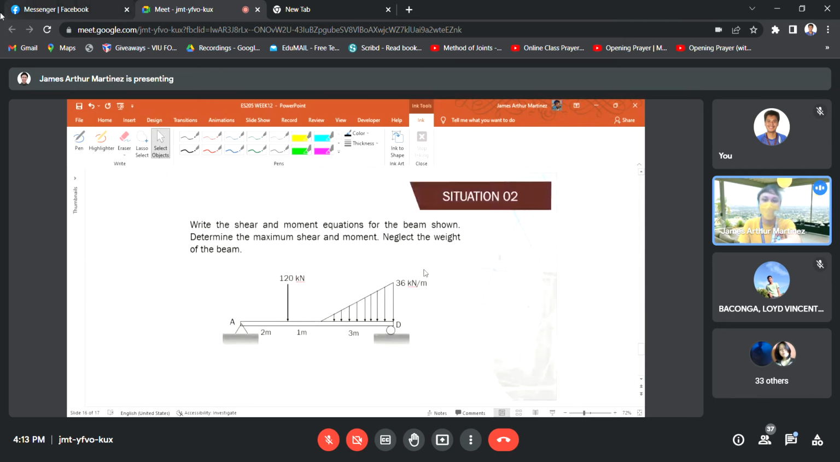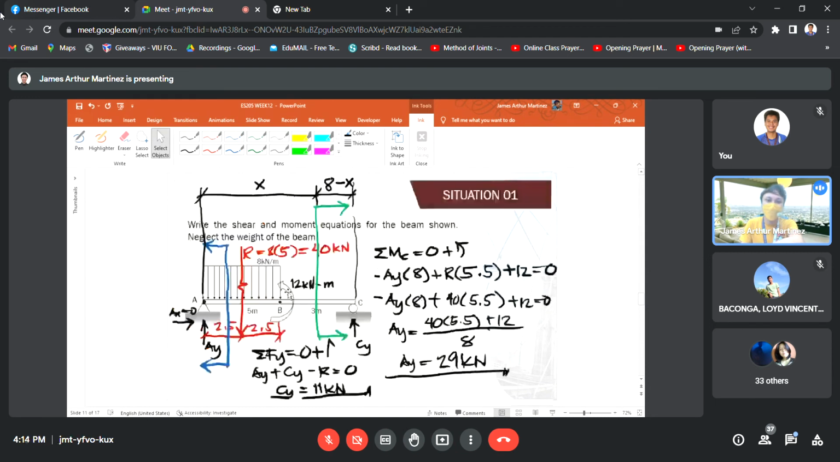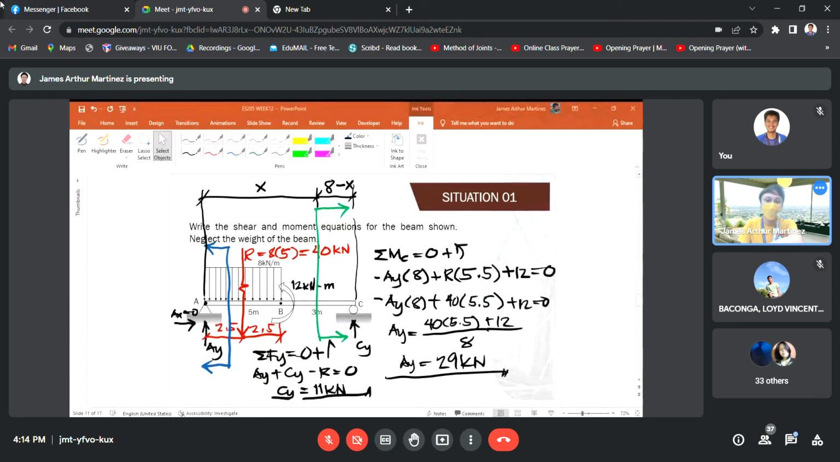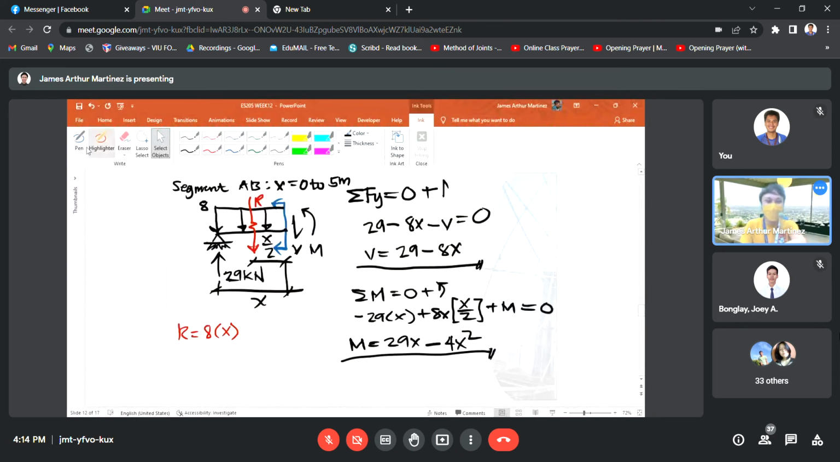at point B. Sige, so how much would be the value of x if ang point B ta mag-analyze? Pila man class? Any idea? 5, sir. Okay, tama no. Kanang 5 ang atong i-consider nga distance ato ang x, or value of our x. So substituting that value to our equation for shear, 29 minus 8x. So 29 minus 8 times 5, that would be negative 11, di ba?